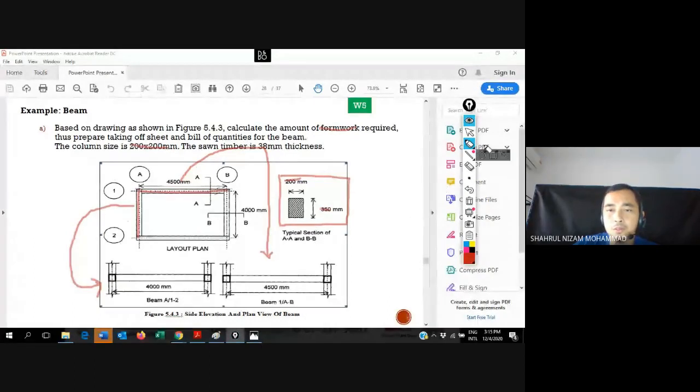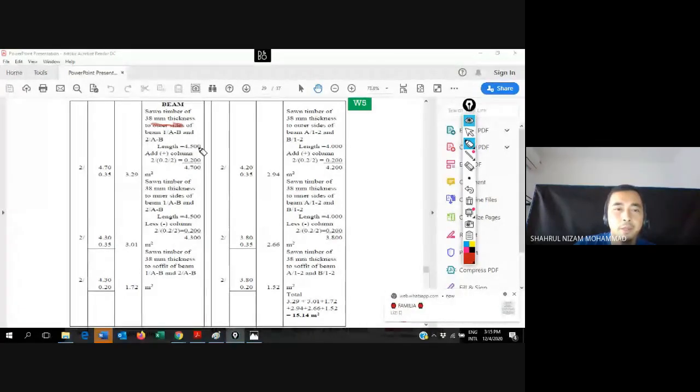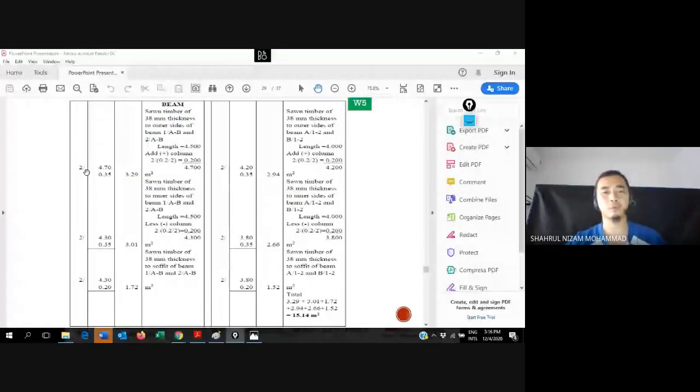Okay, so let's take a look at the solution. First, we calculate for the outer side. Length 4.5, and we can add two half columns because it is the outer side, so the outer side will not be blocked by other beam or by the column, so we can include the column. So 4.5 plus 0.2, the length is 4.7. You put it inside your dimension, and the timesing is 2 because we have 2 beams for that one.